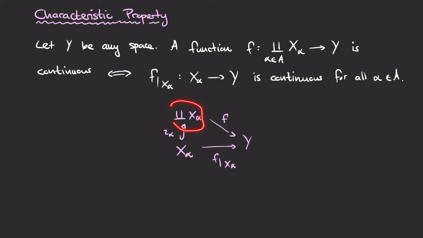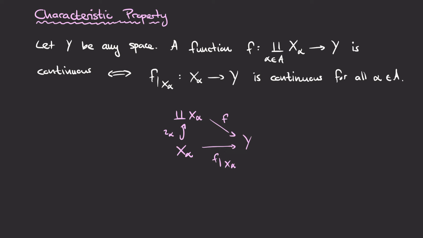Diagrammatically, we have the disjoint union here, and we have each of the X alphas along with the inclusion map iota alpha. And now we're saying that a function f going from this disjoint union space to Y is continuous if and only if each of the restrictions of f to the individual component spaces X alpha is continuous.